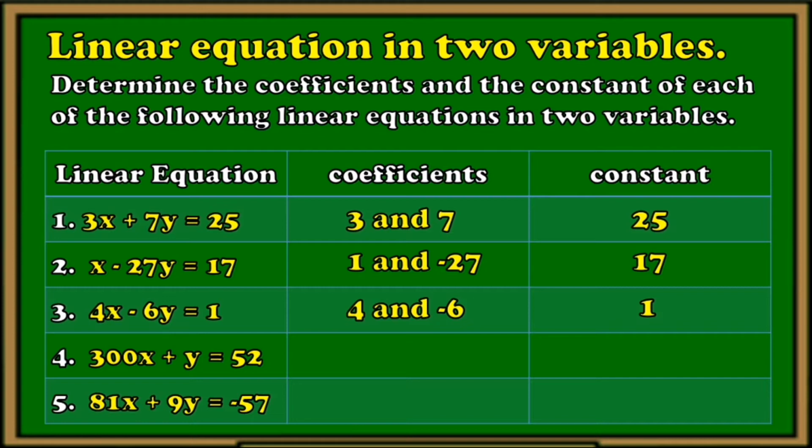Number 4, 300x plus y is equal to 52. Again, for variable y, if you don't see any numerical coefficient, the numerical coefficient is 1. So the coefficients in number 4 are 300 and 1, and the constant is 52. And number 5, 81x plus 9y is equal to negative 57. The coefficients are 81 and 9, and the constant is negative 57.